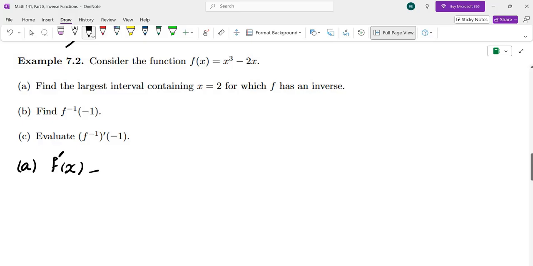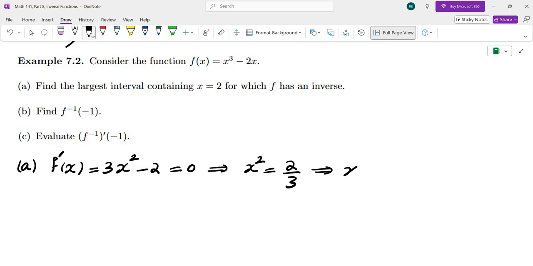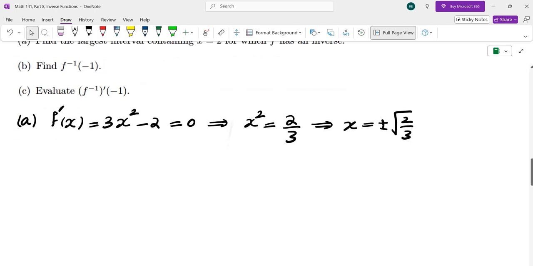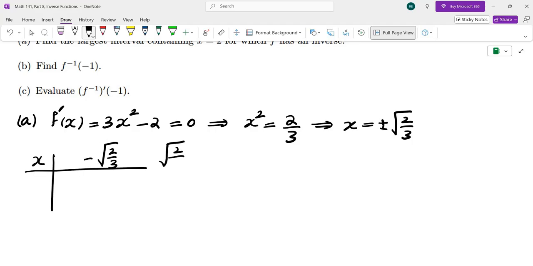So we're going to take the derivative. The derivative is 3x squared minus 2. We find the critical points, so we get x squared equals 2/3. So that gives us x equals plus or minus root 2 over 3. Next, we're going to look at the sign chart. So we have x, negative root 2 over 3, positive root 2 over 3, and then we have f prime of x, that is 0 here and here.